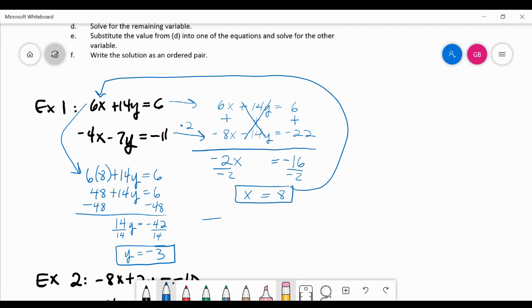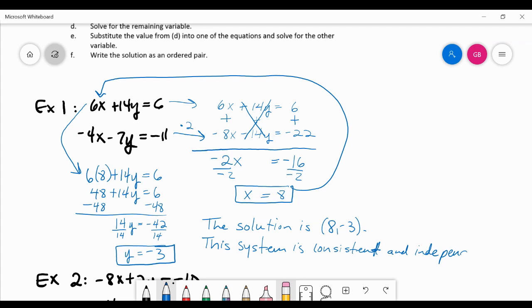So my solution is 8 comma negative 3, and we say that this system is consistent and independent. Let's try another one.